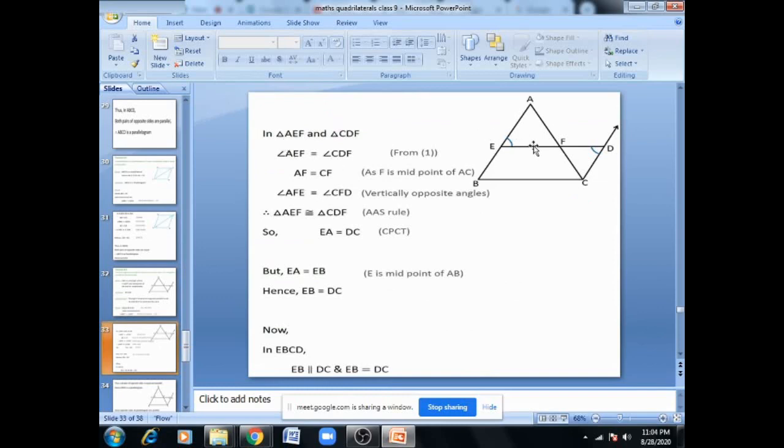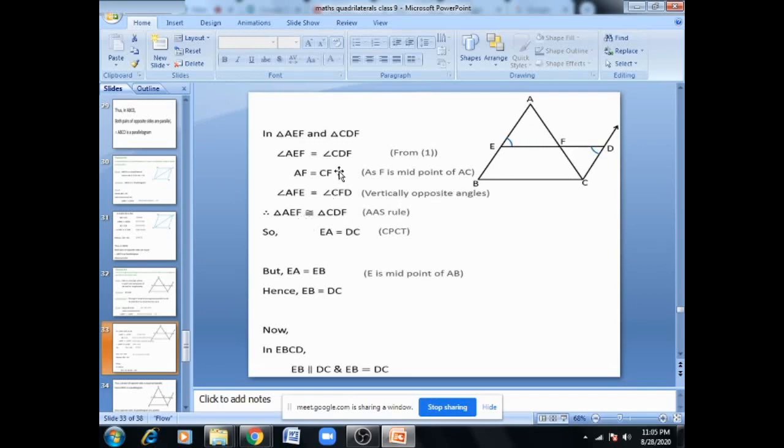Now look at these two triangles, AEF and CFD. We have just proved in the earlier step that these two angles are equal: angle AEF is equal to angle CDF, proved above. And AF is equal to CF because it is given that F is the midpoint of AC. This information is given in the question. So we will write AF equals CF since F is the midpoint of AC. Now angle AFE and angle CFD will also be equal because they are vertically opposite angles.